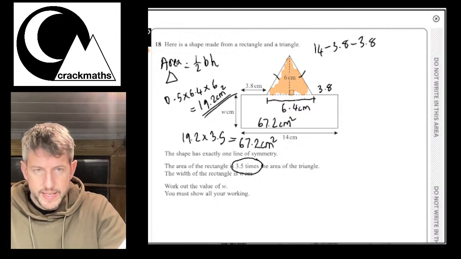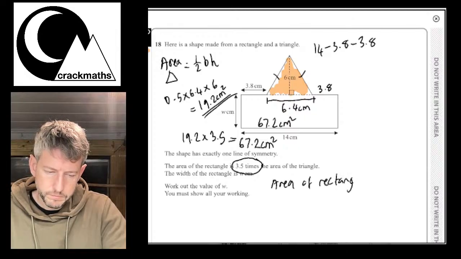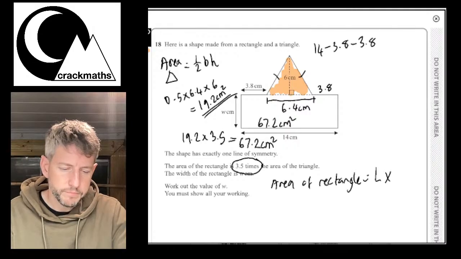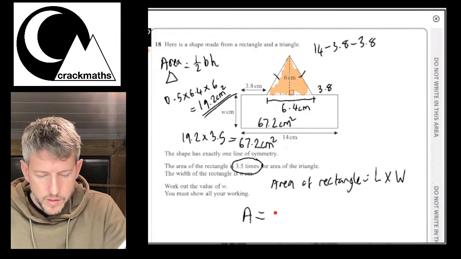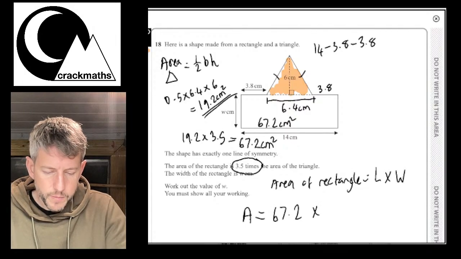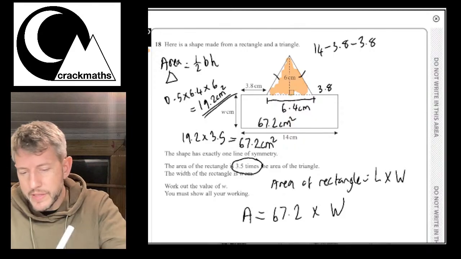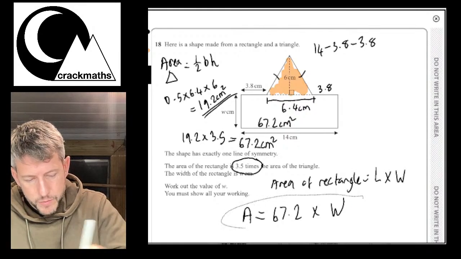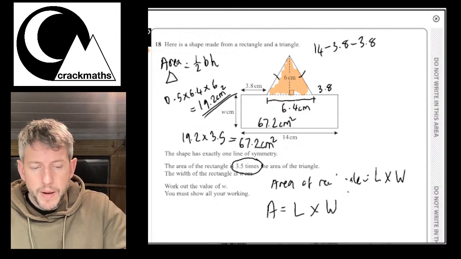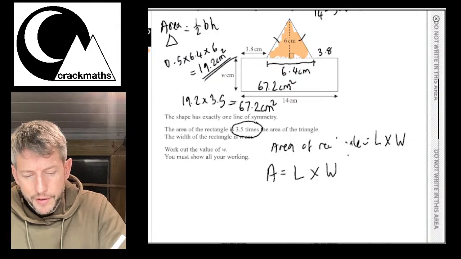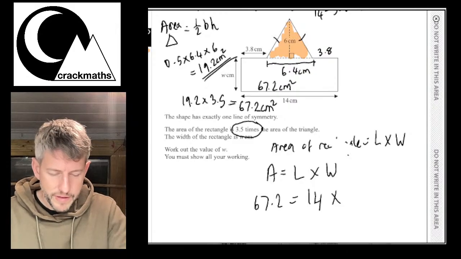So the area of a rectangle equals length times width. So in other words, our area is equal to length times width. Let's do that again. So the area equals length times width. Let's replace what we can. Okay, so the area is 67.2. The length is 14. And the width is W.